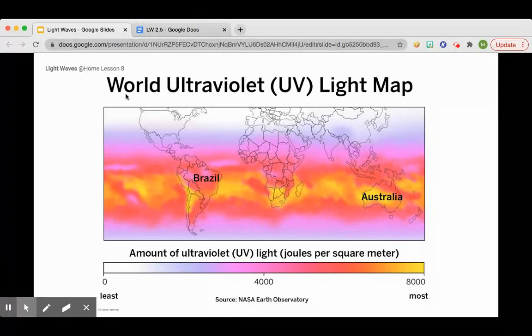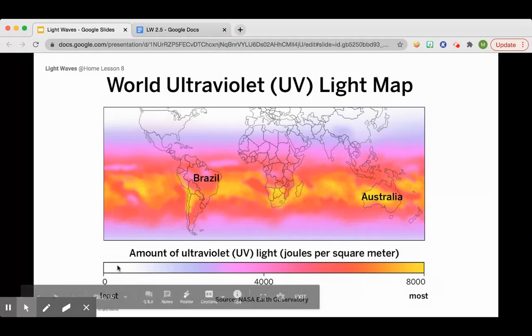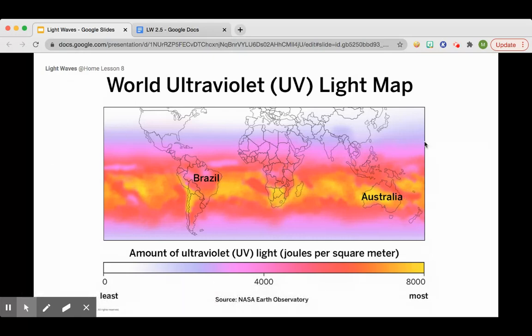And this is a new map that we haven't seen yet, and this is the World UV Light Map. So look, these whiter areas get little amounts of UV light, and the yellow gets the most amount of UV light. So look at Australia, look at Brazil, maybe pause the video to look at this for a second.